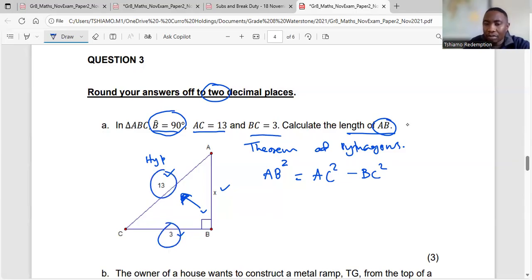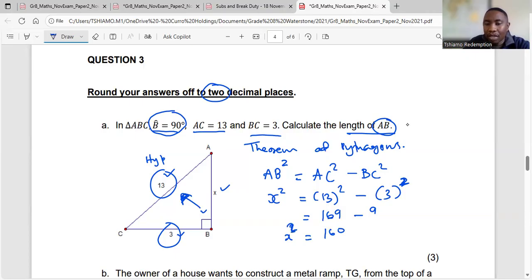Then we substitute. What is AB? X. Then we keep the square there. What is AC? 13 squared minus BC, 3 squared. Put this on a calculator, it will give you 169 minus 9, which is 160. So X squared is 160.